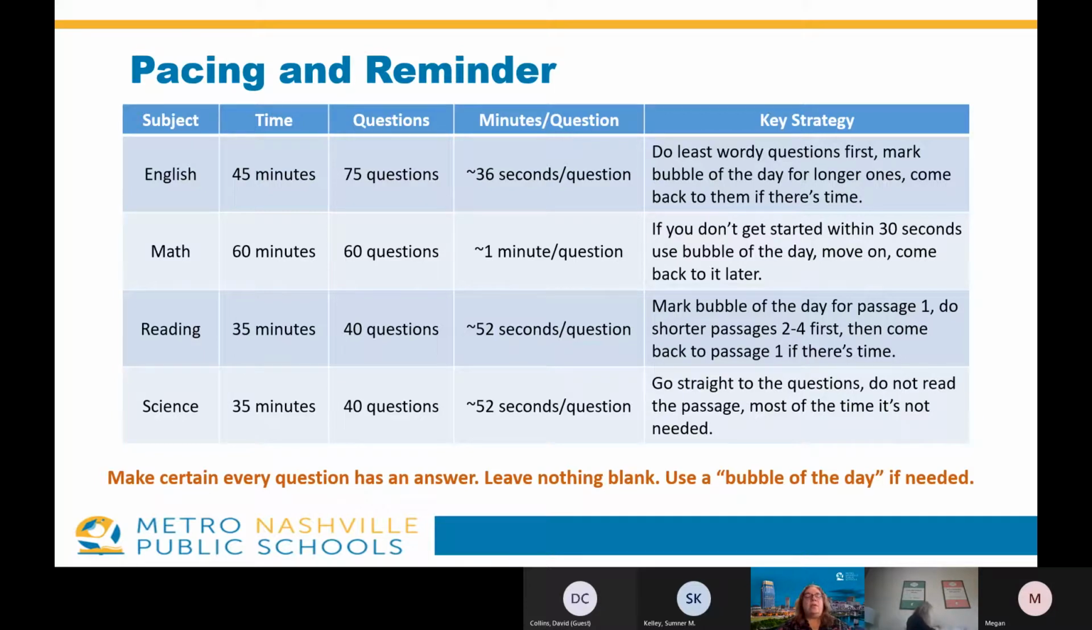On the science, the big thing on that is just the opposite of reading. Reading, you have to read the passages. On science, don't read the passages. Go straight to the questions. The questions in science will refer to charts and graphs and diagrams. And the majority of them do not have anything to do with reading any of the setup. As a matter of fact, that's where students start freaking themselves out because they start reading all this science terminology that may not be familiar to them. And it has nothing to do with answering the question.